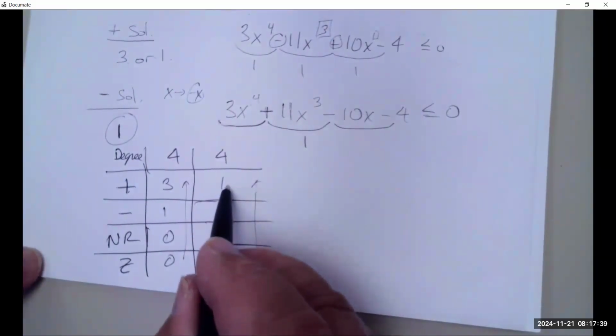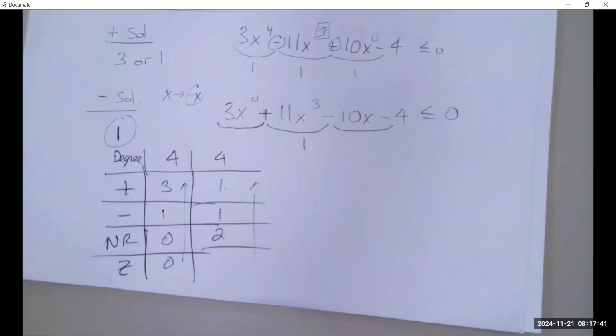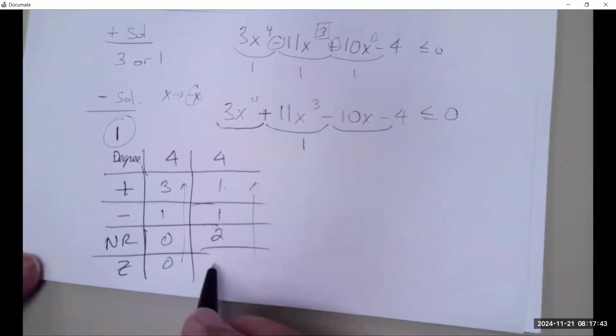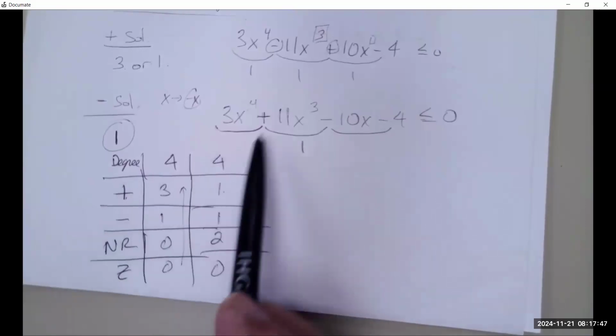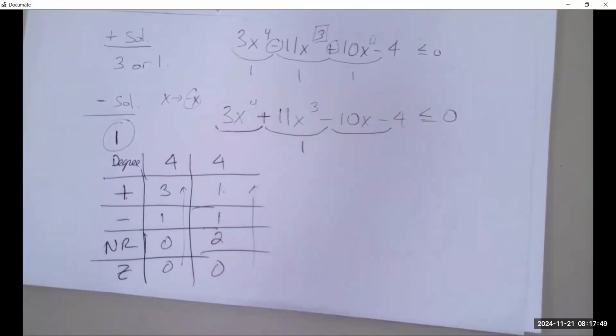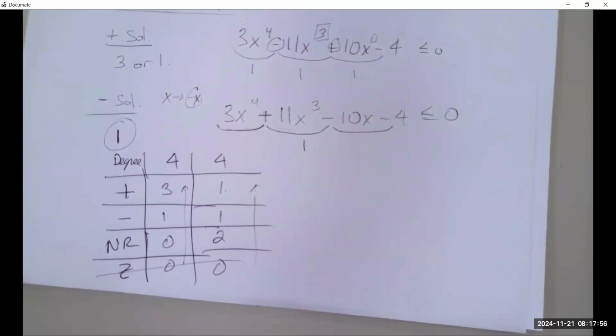1 plus 1 is 2. That means I'll have 2 non-real answers. And zeros only exist if all of the terms have an x in them, if x is a common factor of all of them. Since it's not, this we don't have to worry about.